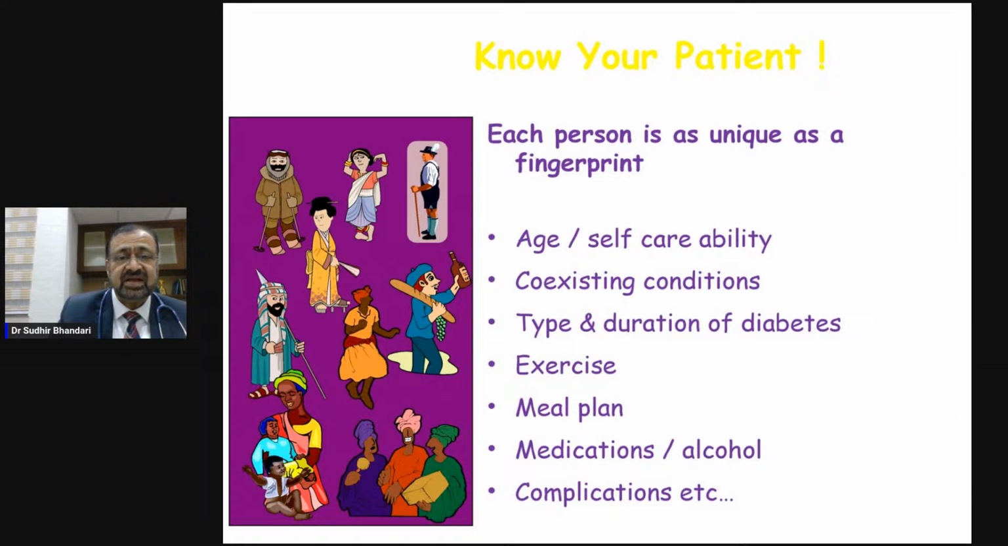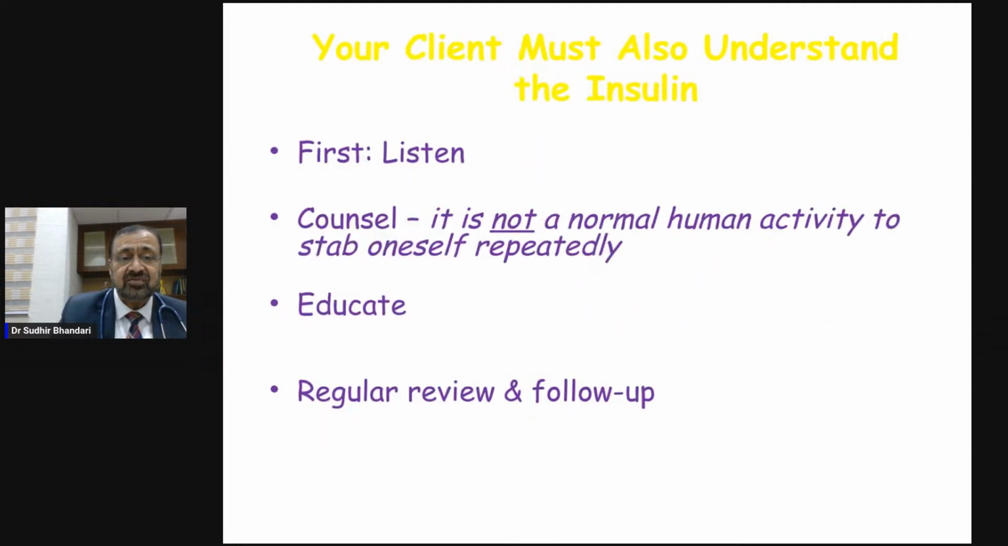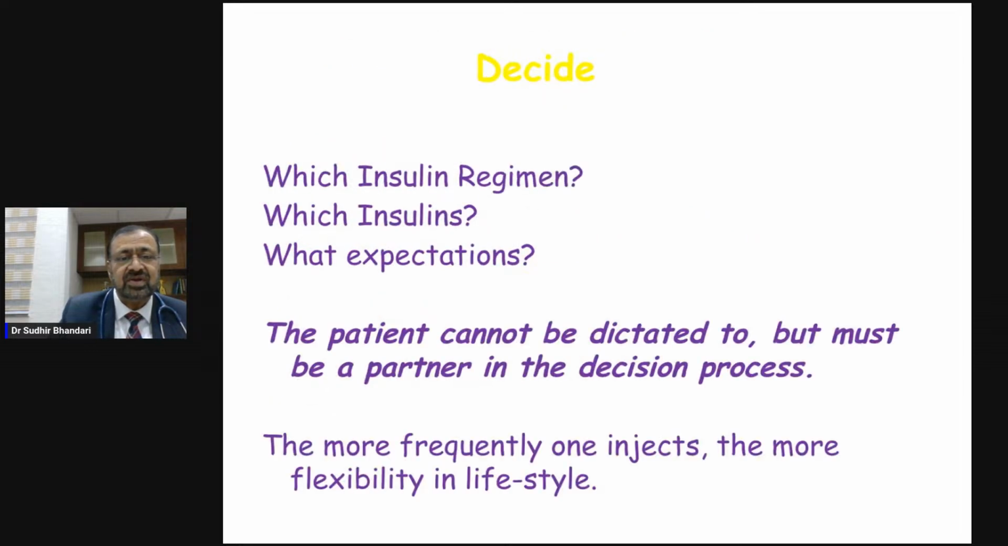Each person is unique and has a unique exercise plan, meal plan, and other professional and occupational routines. So we need to make a tailor-made insulin regimen so that it meets their profile of activity. When we talk about insulin, it is very important. We need to listen to the patient first, and then gradually educate the patient, which is very important. When there is an indication to start insulin, which I'll be talking about later, we need to know which insulin regimen will fit best for the patient.